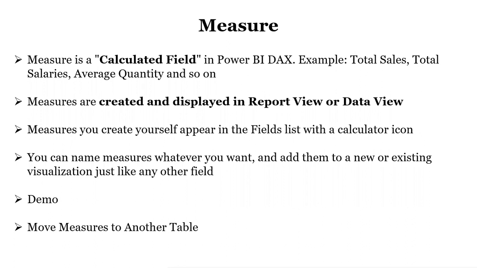What else? Measures are created and displayed in report view or data view. So basically, whenever we are creating measures, nothing is getting changed at the back end in the tables. Same with calculated column also. Whenever you are creating a calculated column, it will only be available in report view. If you go to Power Query editor and look at your original data, you will not find either the calculated column or measure there. Measures you create yourself appear in the field list with a calculator icon, right?